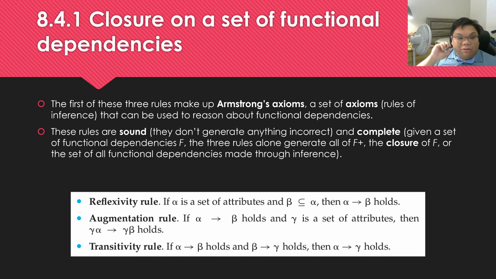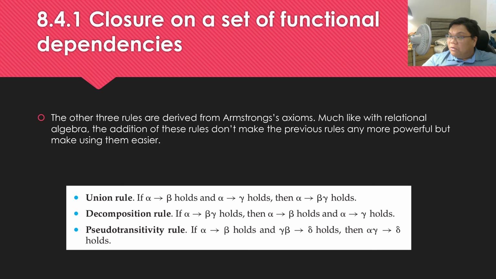The rules are reflexivity, augmentation, and transitivity. RAT, RAT. Pretty easy to remember. The other 3 rules are derived from Armstrong's axioms. They don't make the rules of inference any more powerful, they just make them easier to use.